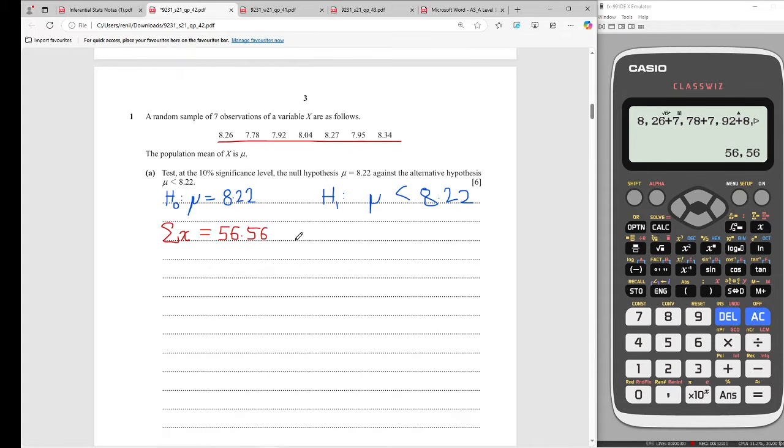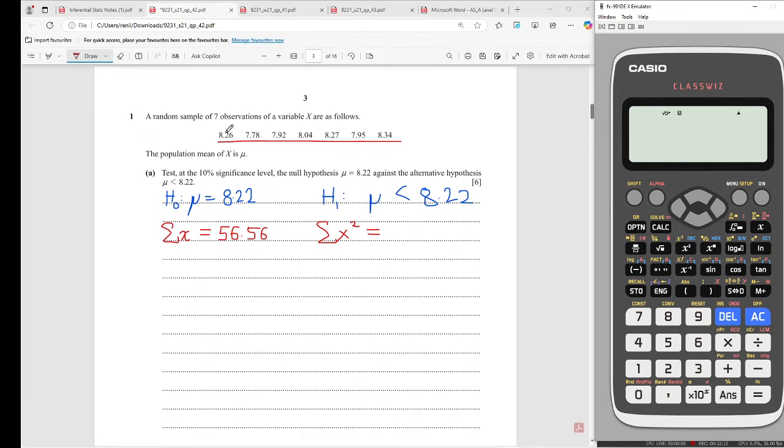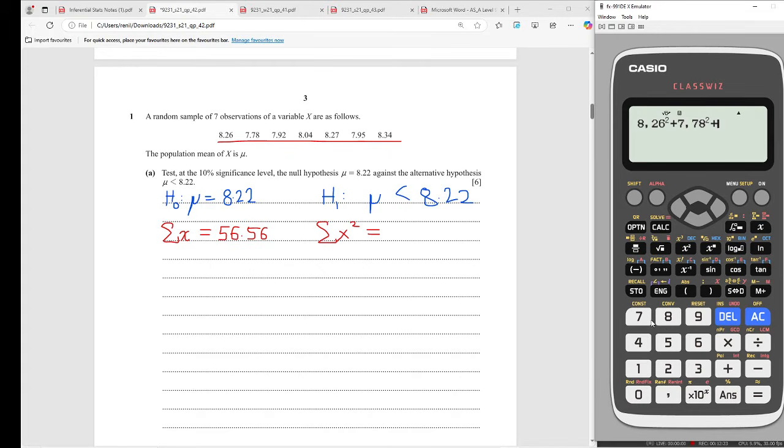Right, next value that we need to calculate is sum x squared. If you've had any doubts in what I've explained of sum x squared, I'll clear it out right now. We're going to add up each term, but before that we square them. So 8.26 squared plus 7.78 squared plus 7.92 squared. Like this we go on for each and every one of these terms. It's quite a tedious process, but they don't usually give you data values to just solve. They usually give you our sum x and sum y and all that.